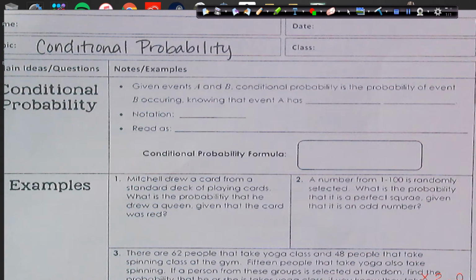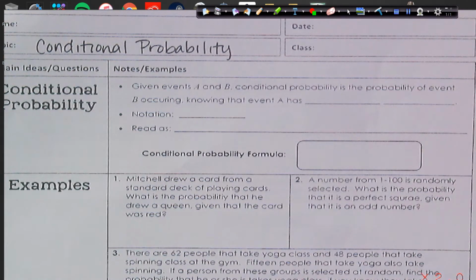Welcome, we're going to do our conditional probability video, so let's get to it. First of all, conditional probability. Conditional probability is probability with some conditions.